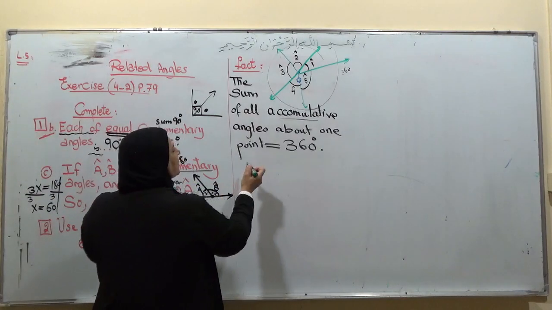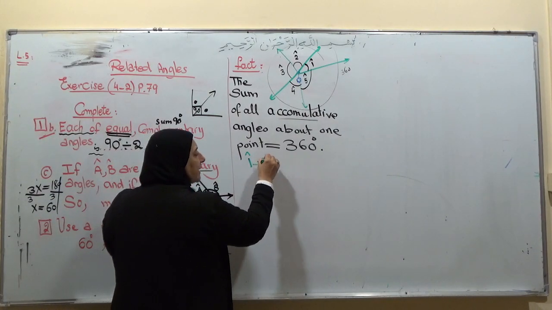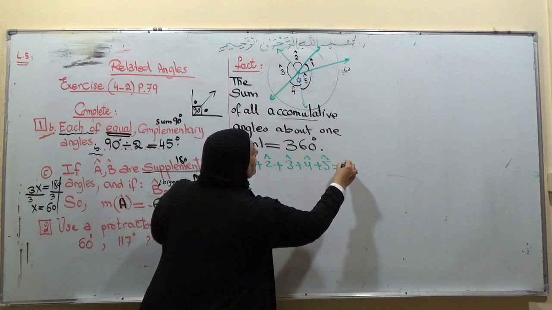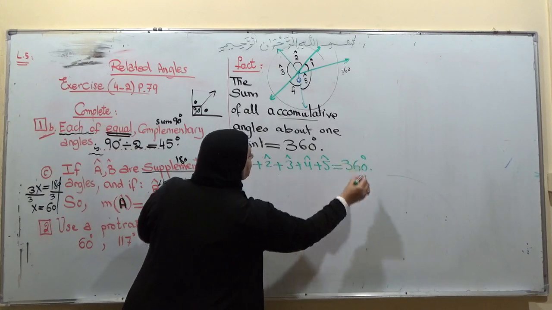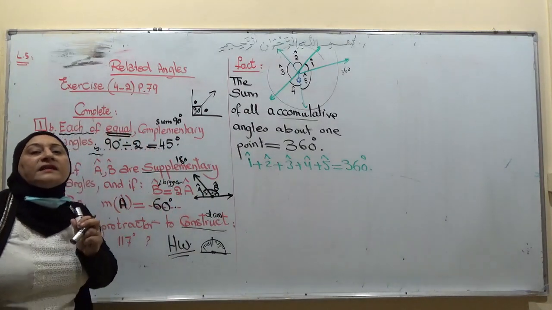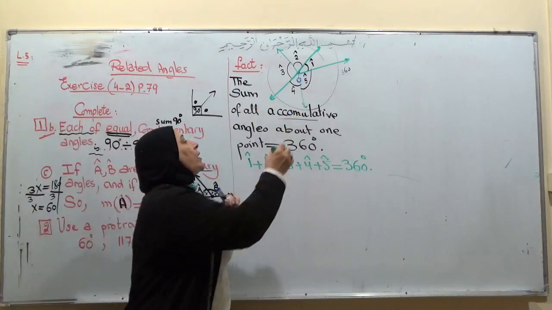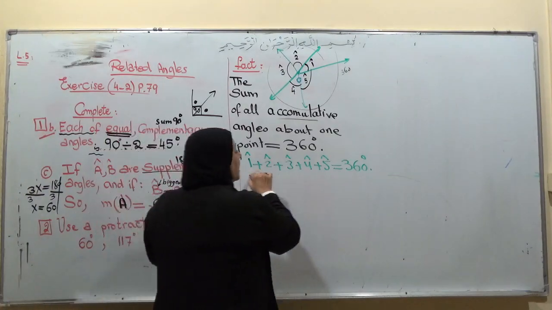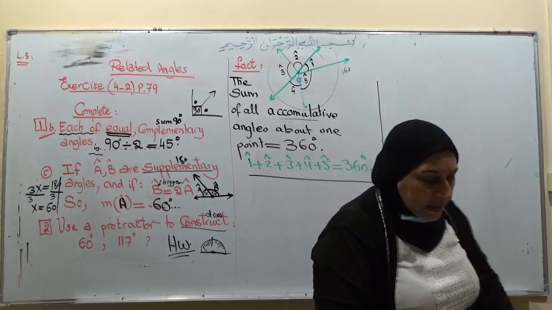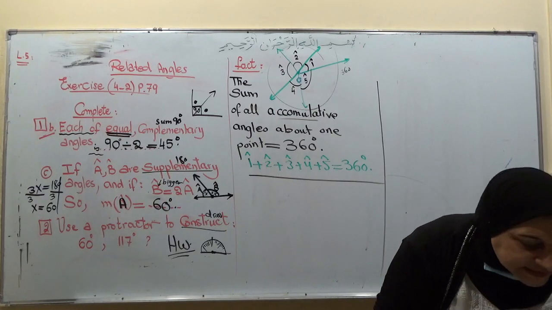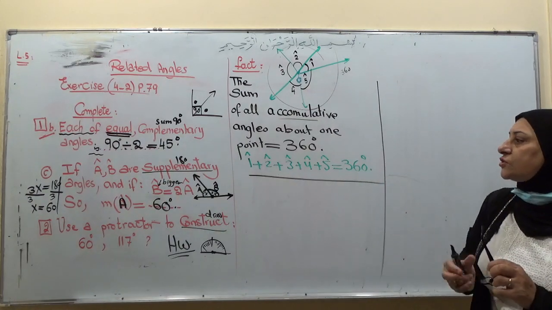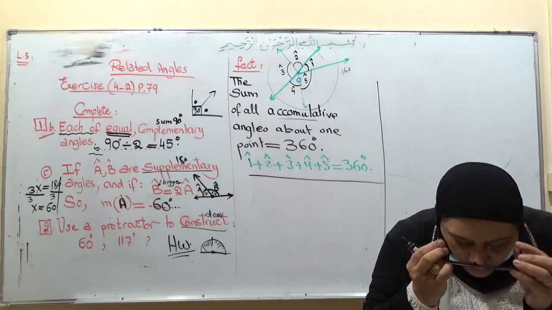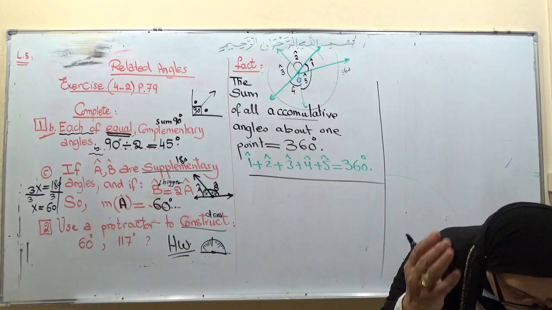So we can say that measure of angle 1 plus measure of angle 2 plus angle 3 plus angle 4 plus angle 5 equals 360 degrees. The sum of all angles around one point is 360 degrees. Let us see a problem about it. Things like this you will find a lot in the examinations, very important, and try to solve them. Too much writing, too much, to have a high score.